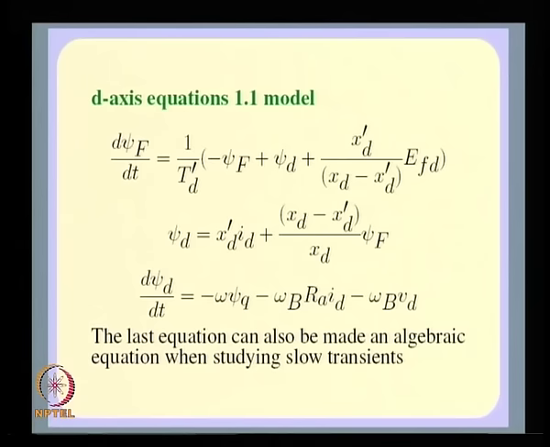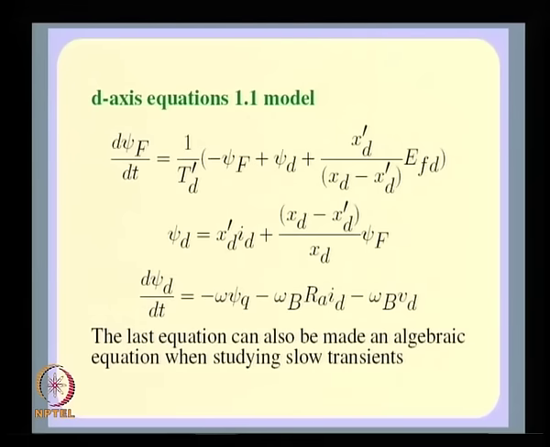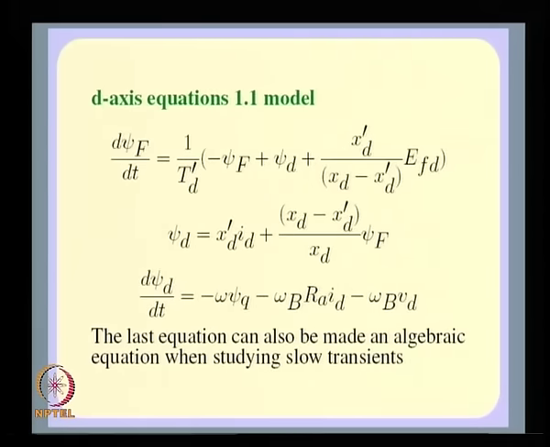Okay. We can go one step further, we can actually get rid of the last remaining winding, the damper winding on the Q axis, that is the G winding. But at this point, let us just take a small diversion, not a very big one. The 1.1 model means you will be using these equations on the Q axis and these equations on the D axis. Okay. So, that is the 1.1 model. I will show it to you again. We will be using these equations in the Q axis and these equations in the D axis.